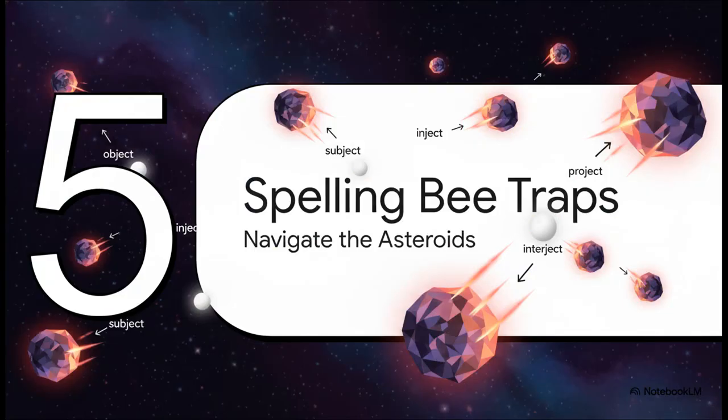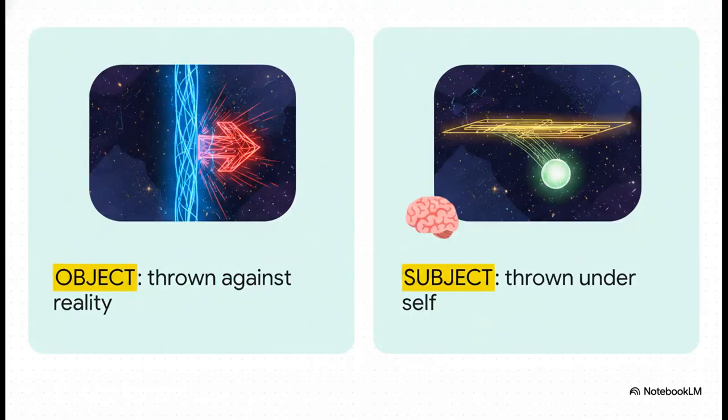But beware, word detectives. We've arrived at Section 5, Spelling Bee Traps, where we need to navigate a tricky asteroid belt to master this system. Look at this first trap. While they look similar, replacing OB with SUB completely shifts the word from an outward factual reality to a personal, inward perspective. Object means thrown against reality. It's factual, it's observable. Subject, using the prefix SUB for under, means thrown under the self. It becomes a personal, internal viewpoint. They are opposing meaning systems built on the exact same throwing force.